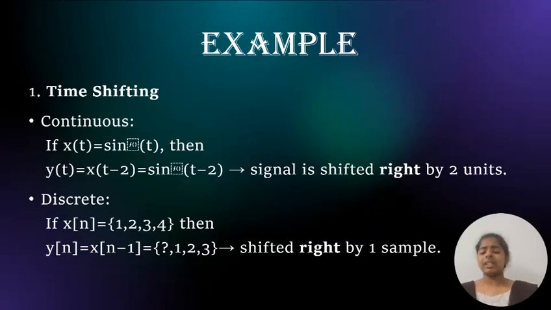Let's discuss time shifting with an example. Continuous: if x of t equals sine of t, then y of t equals x of t minus 2. Here it is shifted 2 units to the right side, so sine of t minus 2. Discrete: x of n equals 1, 2, 3, 4. Then y of n equals x of n minus 1. We'll get 1, 1 plus 1 is 2, 2, 3 plus 1 is 3, and it's shifted by one sample.